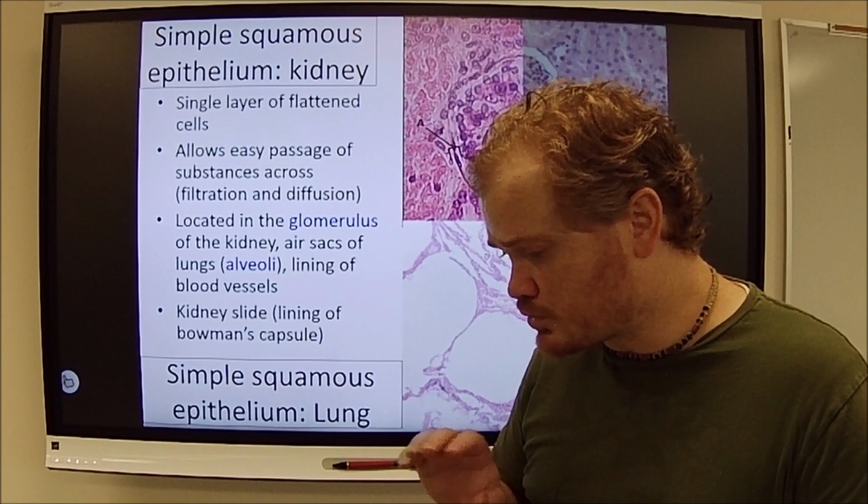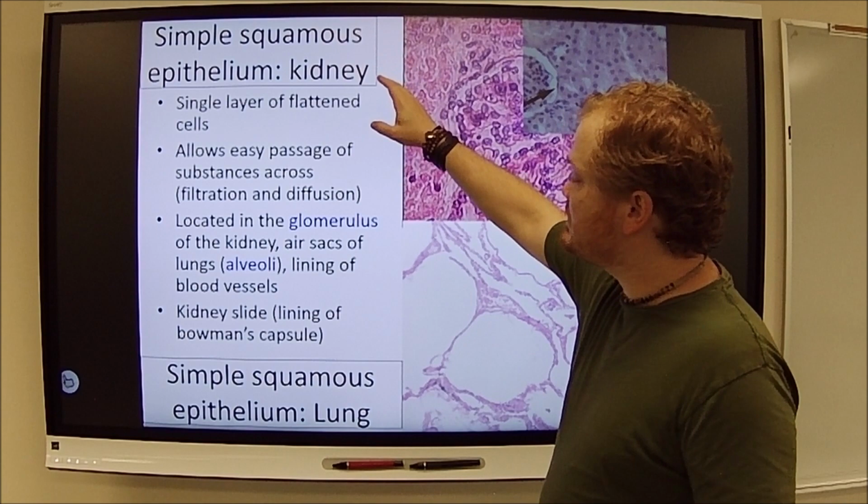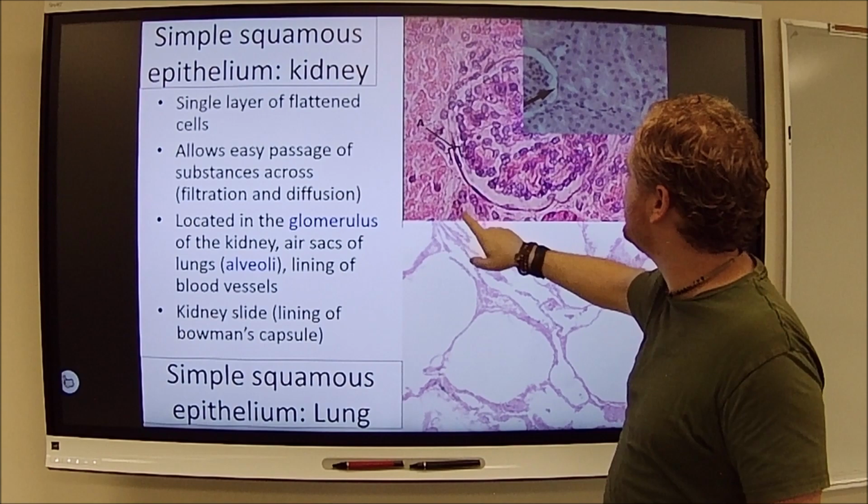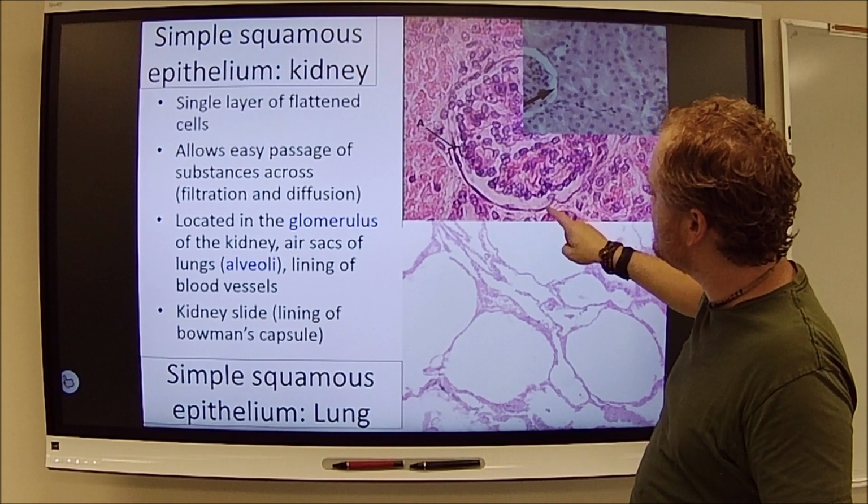I want you to know that simple squamous epithelium is found primarily in the kidneys, and the lungs are a great place to look for this, but the kidneys are what I will use. And in the kidneys, what we're looking at here is called a glomerulus. That's this round structure here, and the lining of it, that is simple squamous epithelium. If you look at it, it's like, let's see if this works.